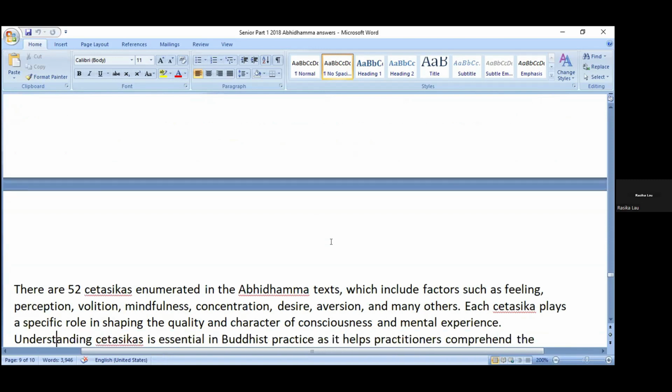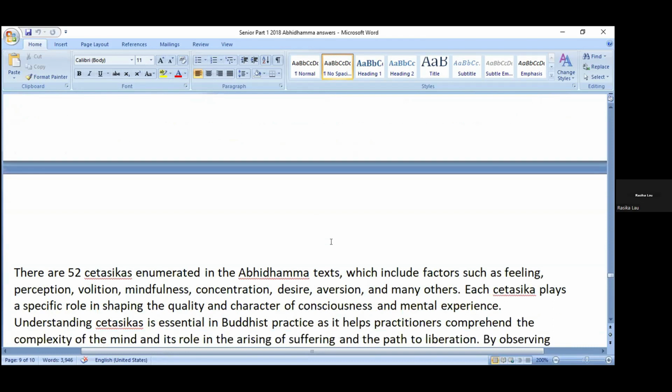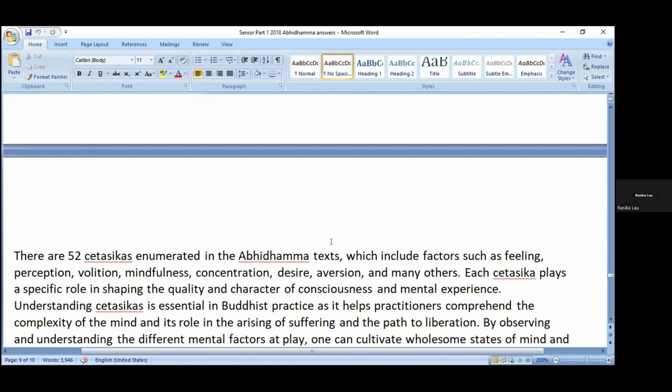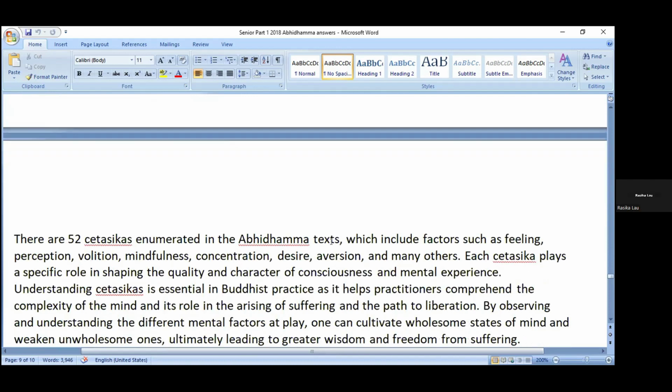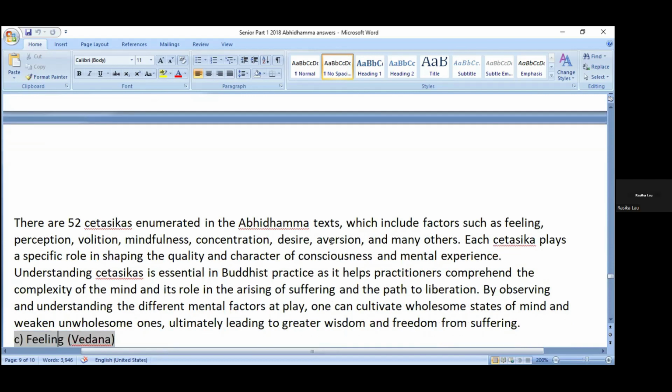Understanding Cetasika is an essential Buddhist practice. It helps the practitioner comprehend the complexity of the mind and its role in the arising of suffering and the path to liberation. By understanding the different mental factors at play, one can activate wholesome states of mind or weaken unwholesome ones, ultimately leading to greater wisdom and freedom from suffering. That's all. You need to write something like that. You are safe.